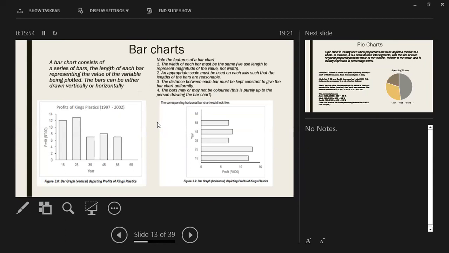Now there's what we call a bar chart. A bar chart consists of a series of bars, and the length of each bar represents the value of the variable being plotted. These bars can either be drawn vertically or horizontally. So these are the two types of the graph. It's the same information that we were showing you earlier, the profit between 1997 and 2002, but now we are just showing it in the form of a bar chart.